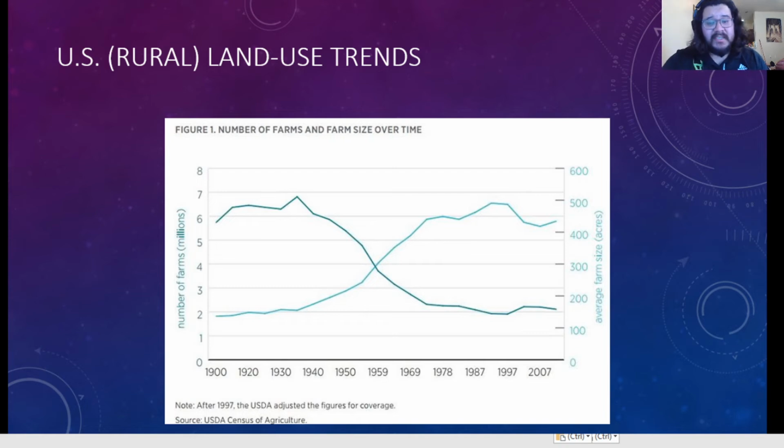So the trend that we start to see is that over time in the United States, from 1900 to 2007, the average size of farms increases dramatically. Right, and we're going here from just under 200 acres per farm to now a little over 400 acres per farm, right? Almost a doubling of farm size.